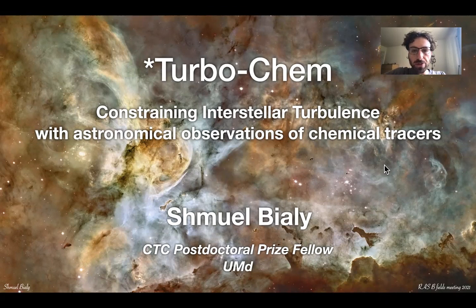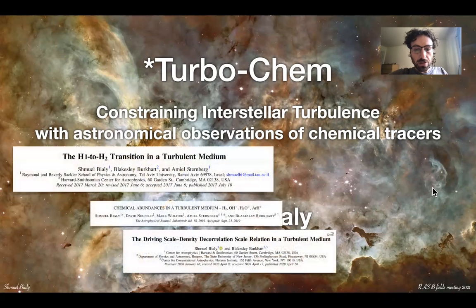And today I want to say a few words on the turbulence chemistry connection and how this relates to the magnetic fields and the density structure of the interstellar medium. This is based on a series of several papers, first from 2017 and until more recently, about the atomic to molecular transition, other molecules, and then finally what I'll touch about the connection between the driving scale of turbulence and the decorrelation scale of the density field.